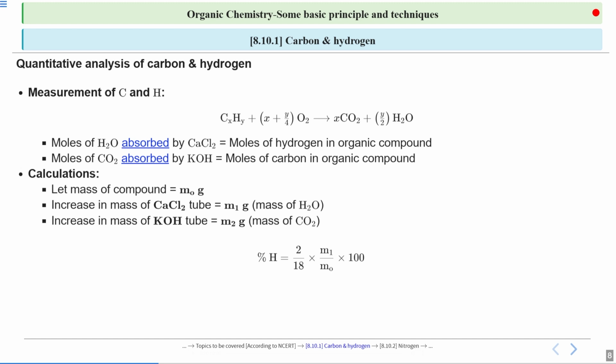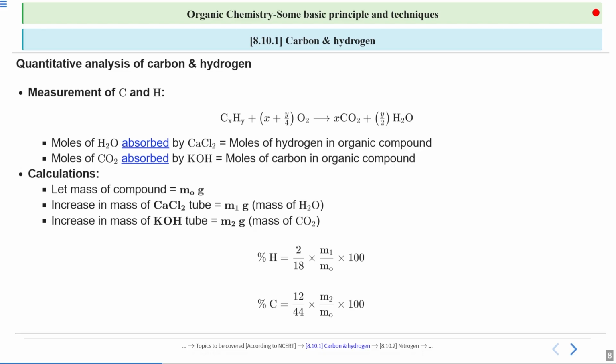Percentage of hydrogen equals 2 divided by 18 times m1 over m0 times 100. Here, what is 2? 2 is the mass of hydrogen in a water molecule and 18 is the total mass of water. So this formula converts our measured values into the percentage of hydrogen in the sample.